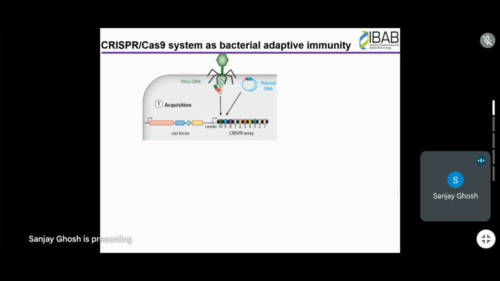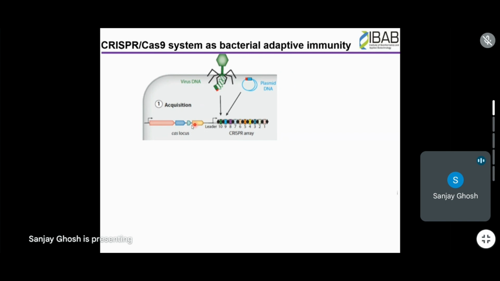Now, why should they do that? Any foreign DNA that enters a cell is actually a very dangerous sign for a cell, because every cell would like to protect its genome, and bacteriophage or even plasmid DNA that we use to transform, they are foreign. So bacteria have evolved a mechanism to cut out a piece of that DNA and integrate it within their genome, and that forms a memory of that bacteriophage infection or even a foreign plasmid inside the DNA, right?